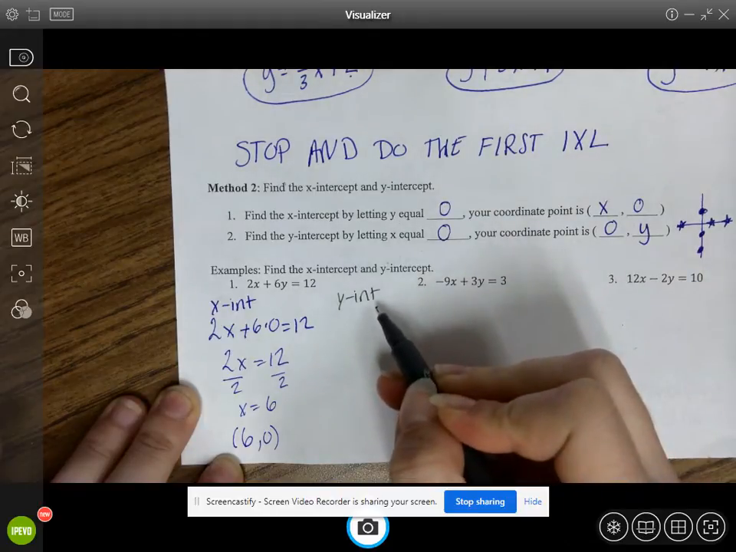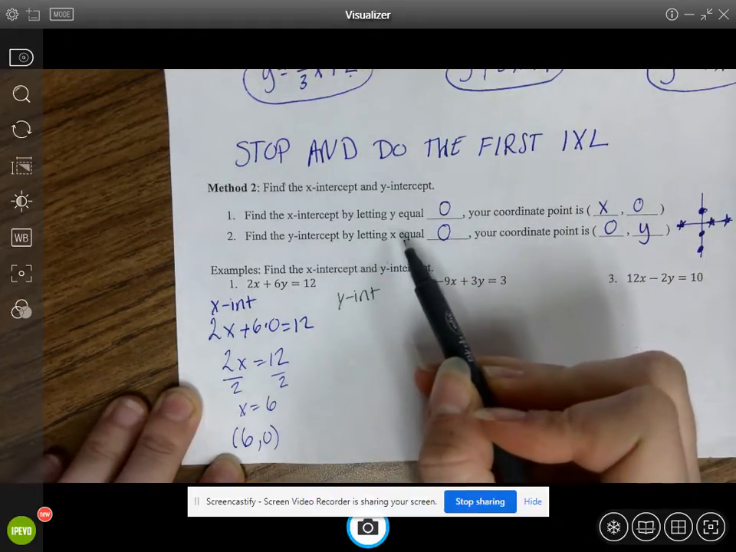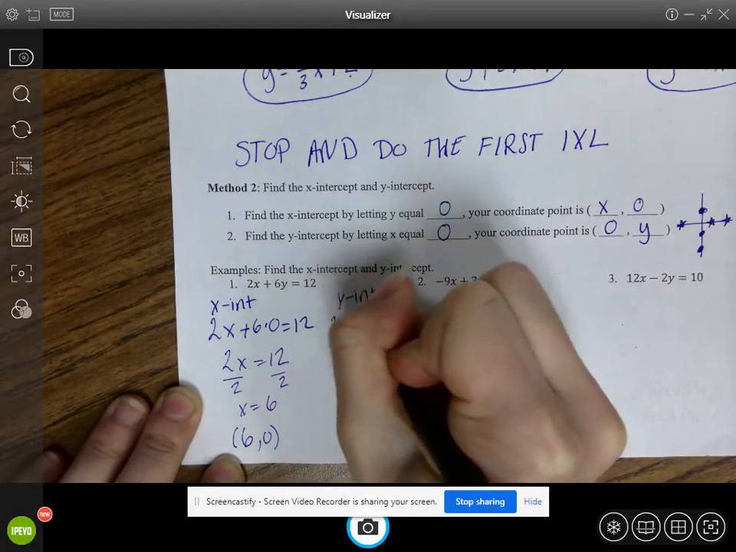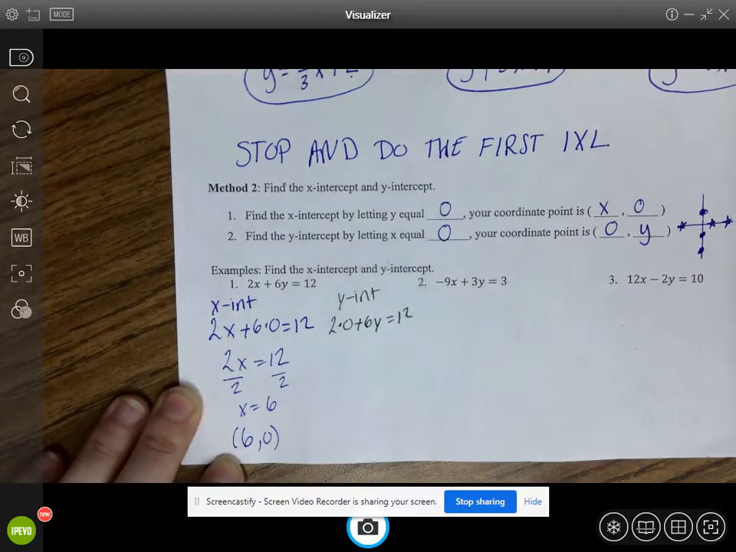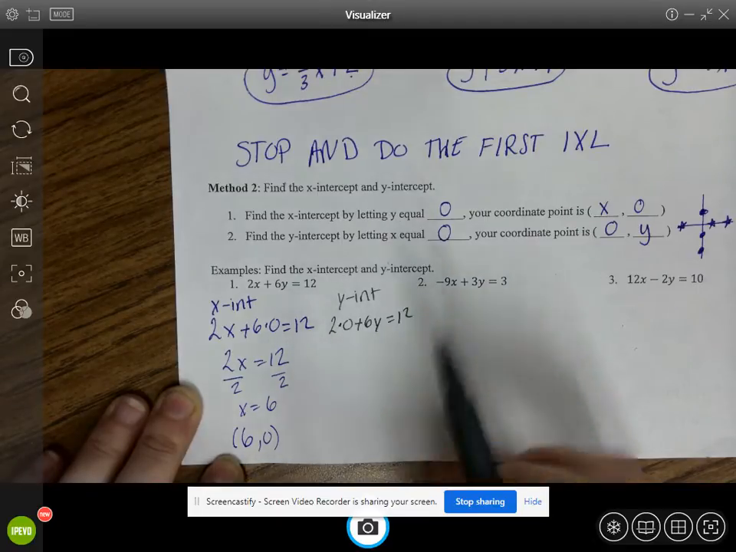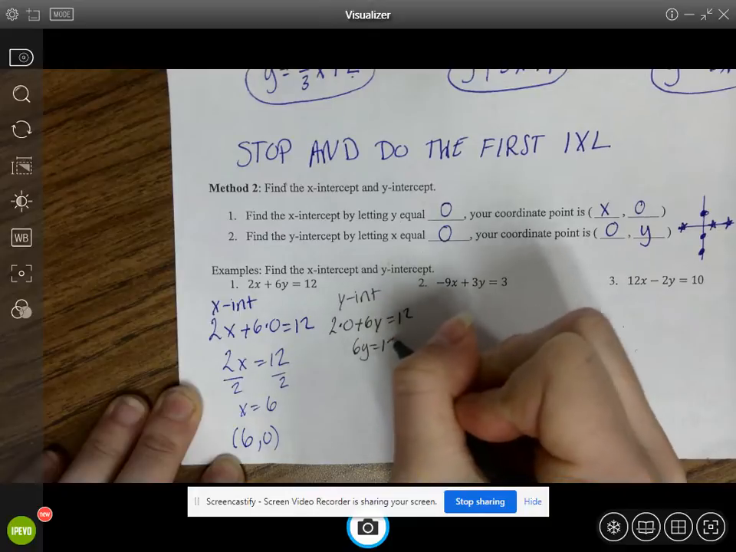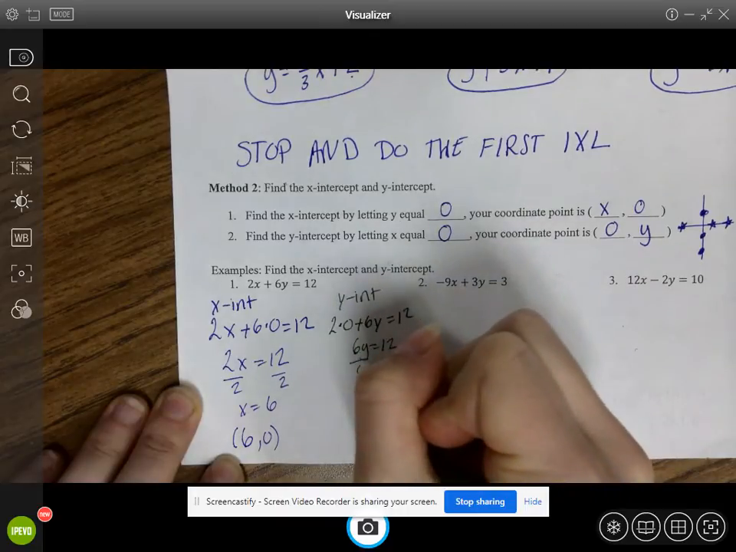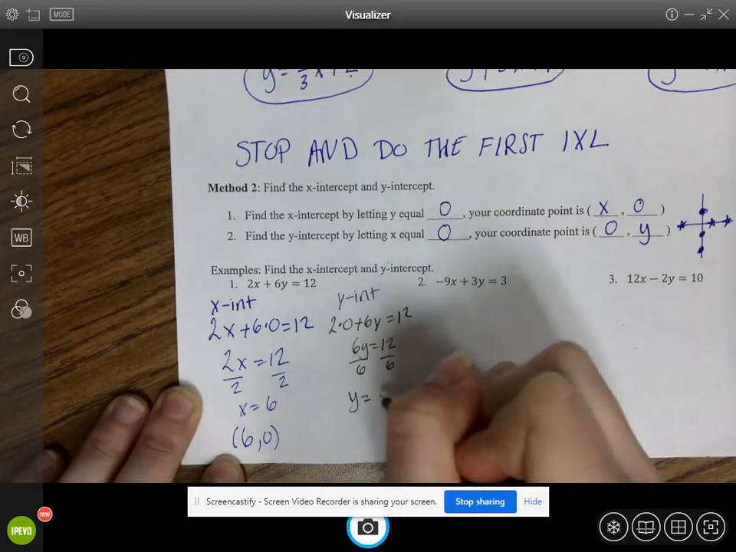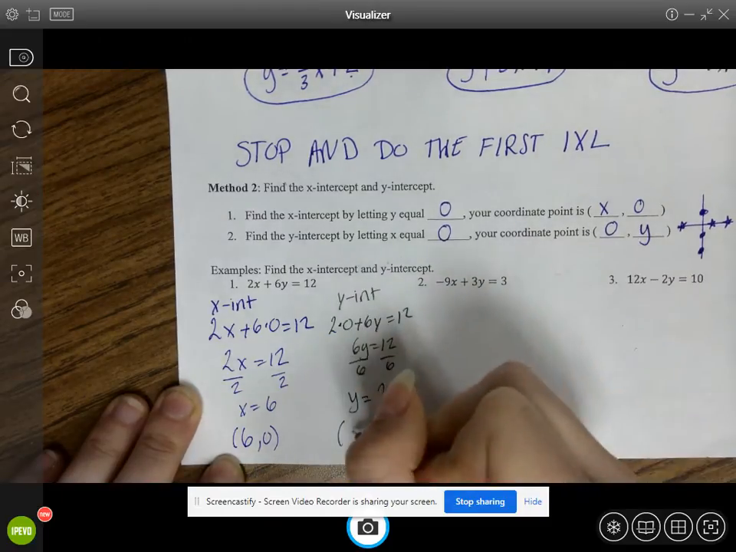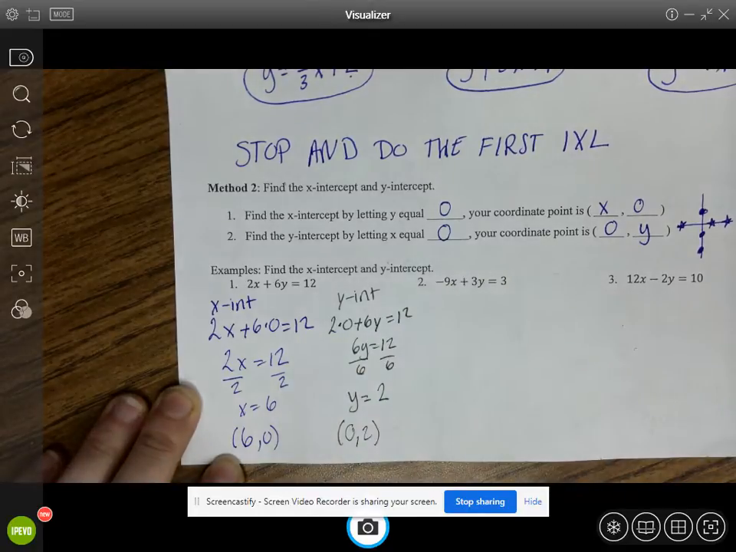Now let's find our y-intercept. We're going to do the same thing, except this time we're going to let x equal 0. So we're going to do 2 times 0 plus 6y equals 12. 2 times 0 is 0. So once again, we don't need to write that. We just have 6y equals 12. So we need to solve for y. In this case, we're going to divide by 6 on both sides. So y equals 2, which means our coordinate point would be 0, comma, 2. So there's our x-intercept and our y-intercept.